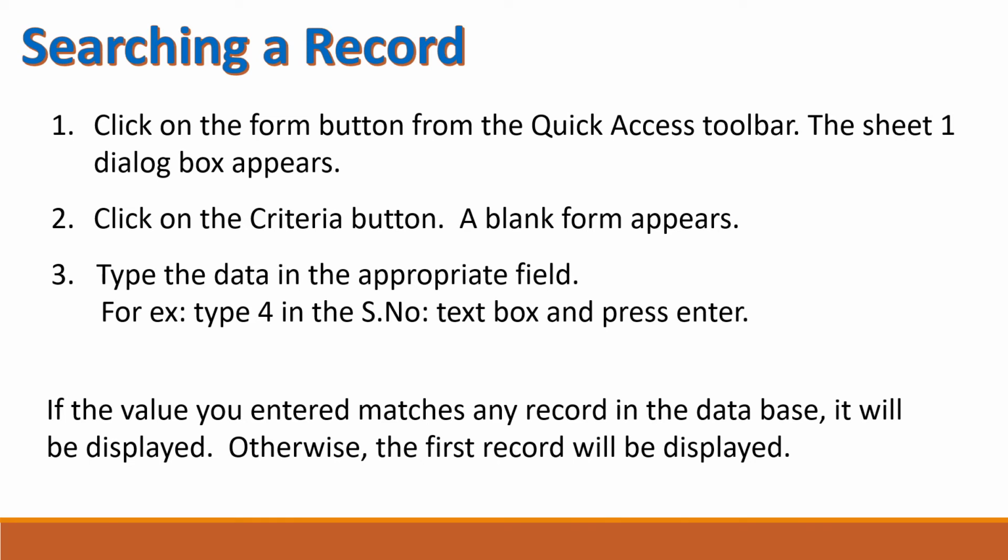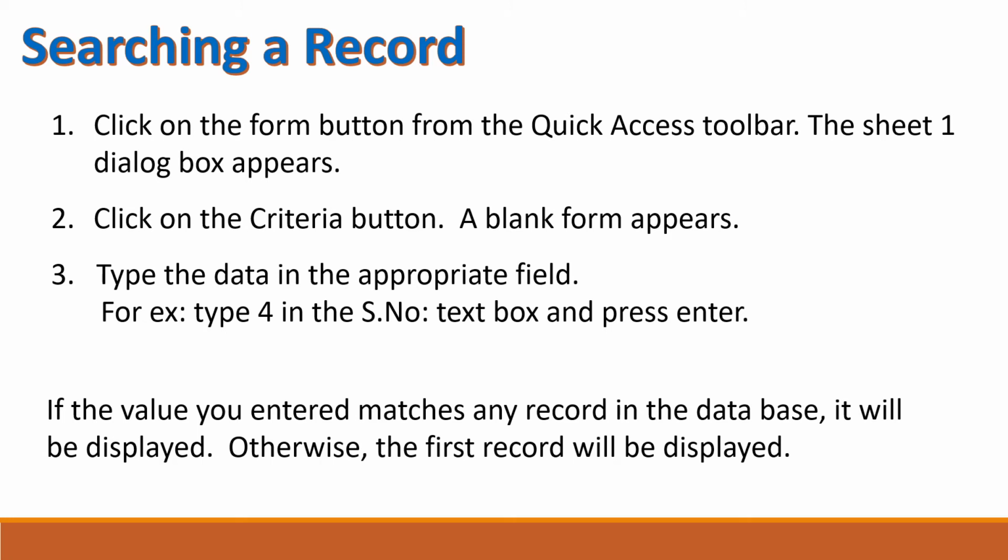Then second option is we have to click on the criteria button. On the dialog box you will be having so many options or buttons like new, criteria, etc. We have to click on criteria button. Then as soon as you press criteria button, a blank form appears. Then from that blank form, so many options will be there, that is the field names which are present in the database.